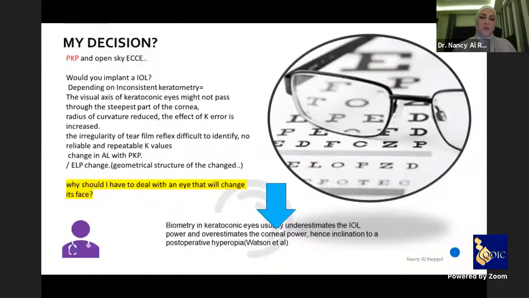So the decision was to do a PKP and an open sky extracapsular cataract extraction, because definitely you wouldn't want to mess with the cornea that is inconsistent and that will become history. And I just want to emphasize something that Dr. Assaf has mentioned before, that biometry in keratoconic eyes usually underestimates the IOL power and overestimates the corneal power. So we have to incline towards a postoperative hyperopia.